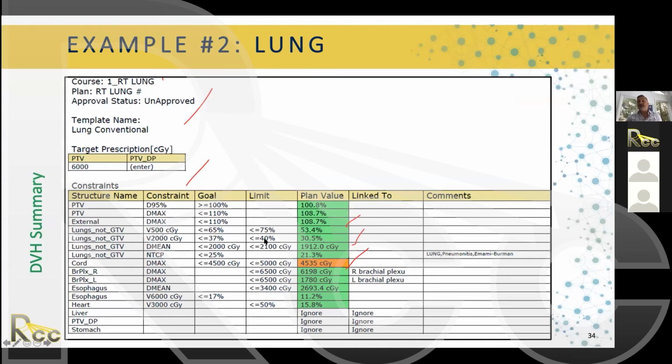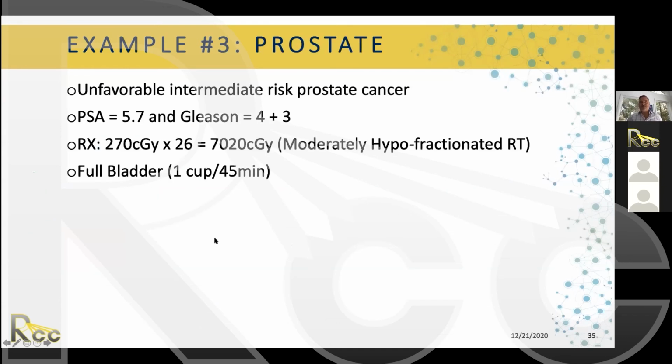The V20 has to be less than 37 as a goal, 40 as the limit, and here it was 30.5. Most probably the physicians keep it as low as possible, and we always aim for 30% instead of 37. But again, you have to have a conversation with the physician.